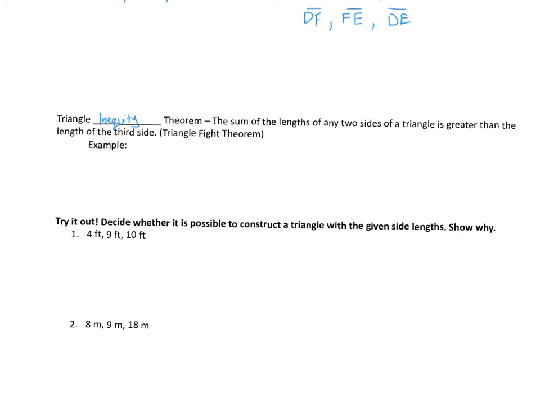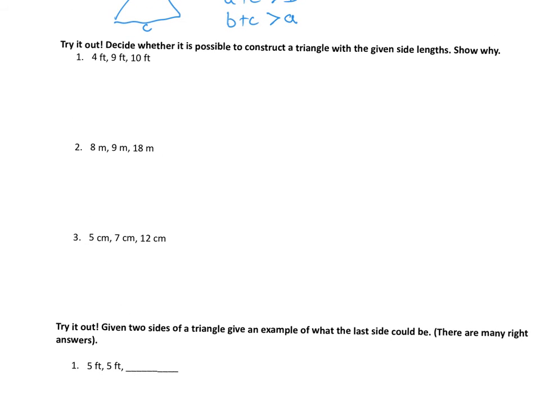So if I were to draw a triangle here and this side is, say, A, the length is A, this is B, and this is C. A plus B has to be greater than C. The same thing with A plus C has to be greater than B, and B plus C has to be greater than A, all according to that. So let's try out whether or not it is possible that these measurements can make up a triangle.